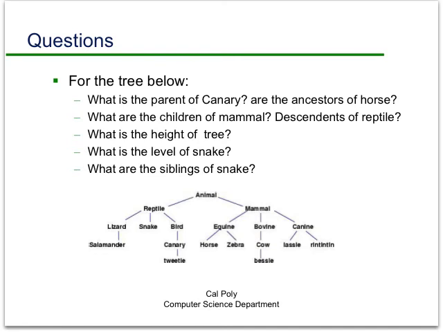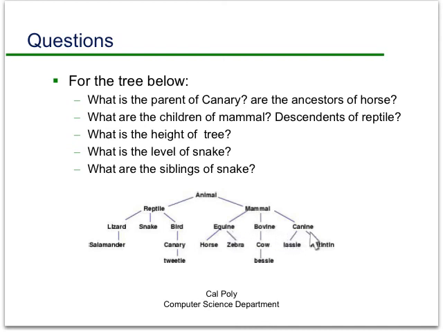So what is the parent of canary? Well, here's canary right down here, so the parent is bird. What are the ancestors of horse? Well, horse is here, so horse's ancestors, again, take the path back to the root: equine, mammal, and animal. What are the children of mammal? The children of mammal are equine, bovine, and canine.